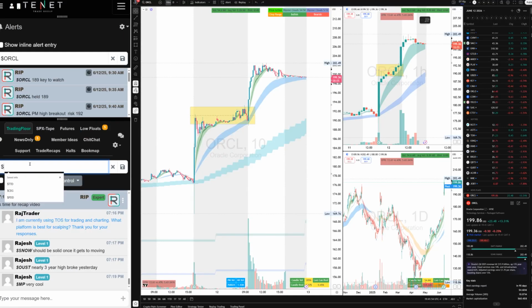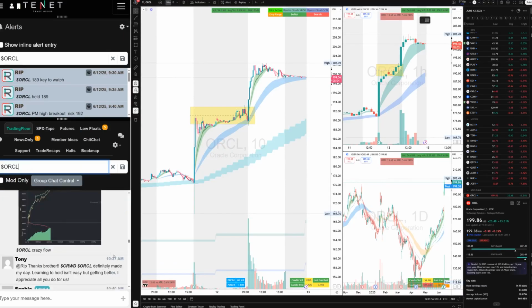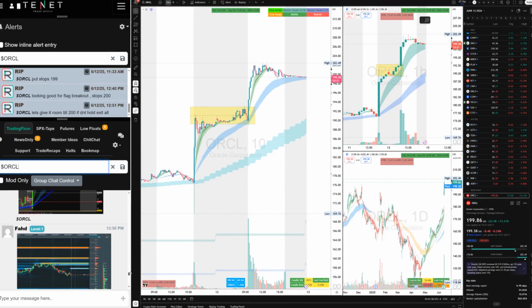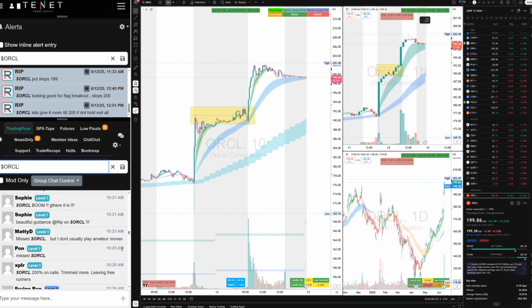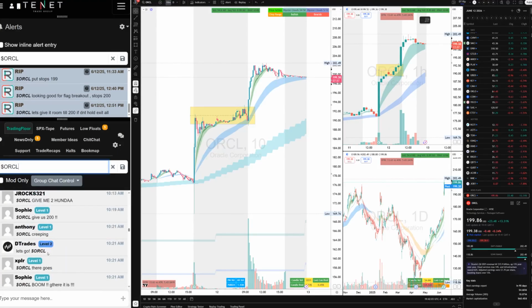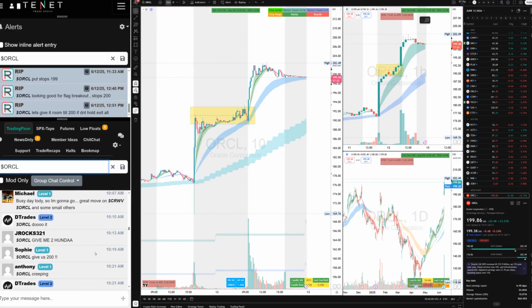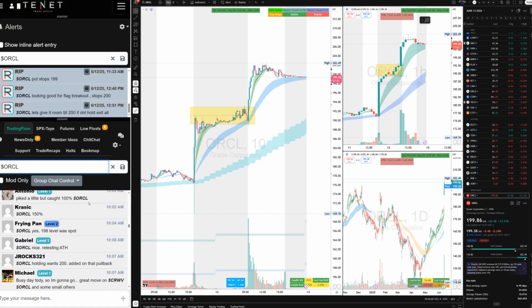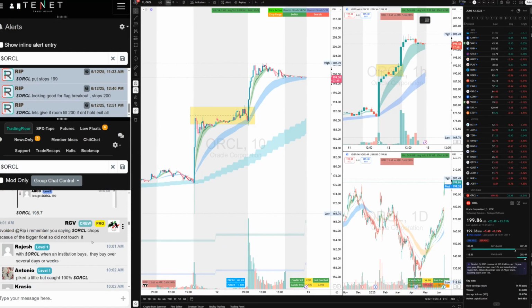Everybody just killed it. Very proud of this setup, and this is one of my most profitable, best setups that we trade. You can see that everybody, Sophie did so good, D-Trade, Anthony, thousands of traders doing it good. Nothing makes me more proud. Krasik got 150%, and Antonio gave 100%.